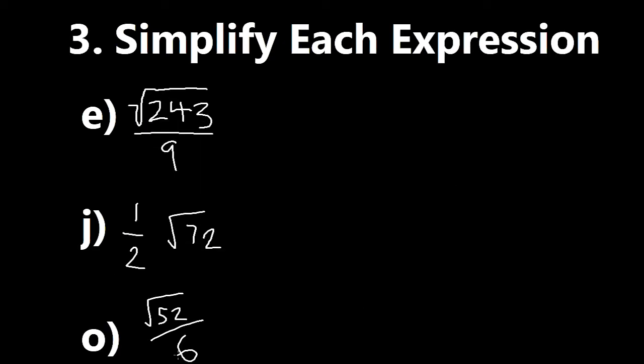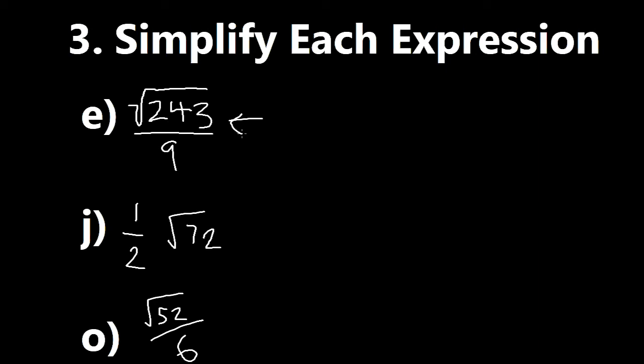We're going on to question 3, again simplifying each expression, but we can see here that they've given us a pretty ugly form to work with. Okay, so let's get into question E. For question E, the first thing I'm going to do is simplify this number at the top. Usually you always want to simplify before you do any other steps. So 243, I'm going to try and find a square number that fits into that one.